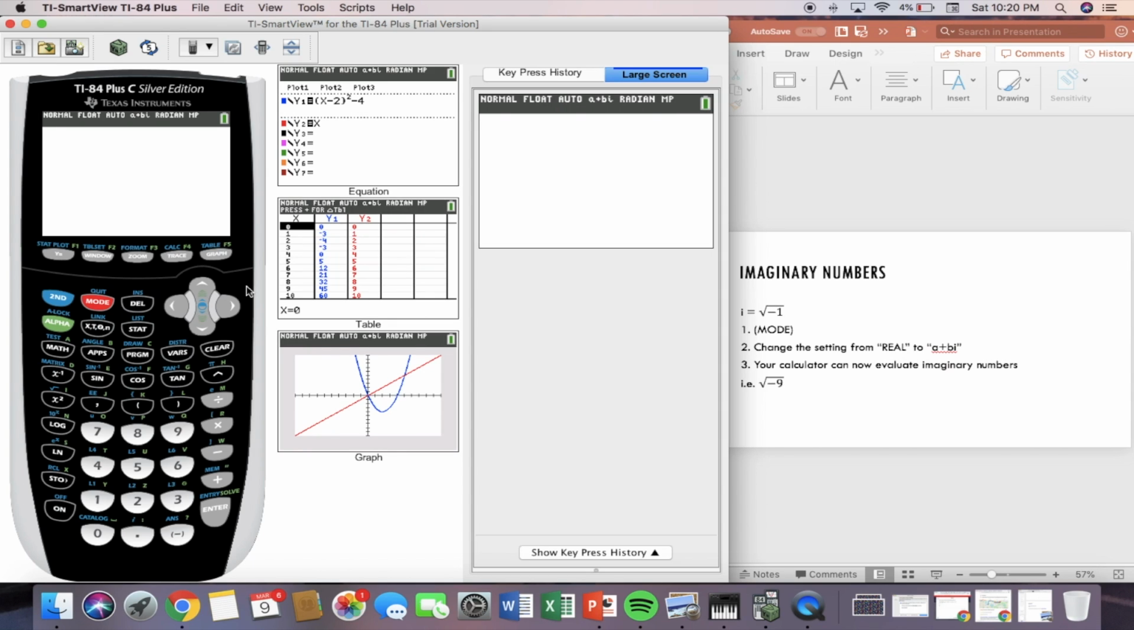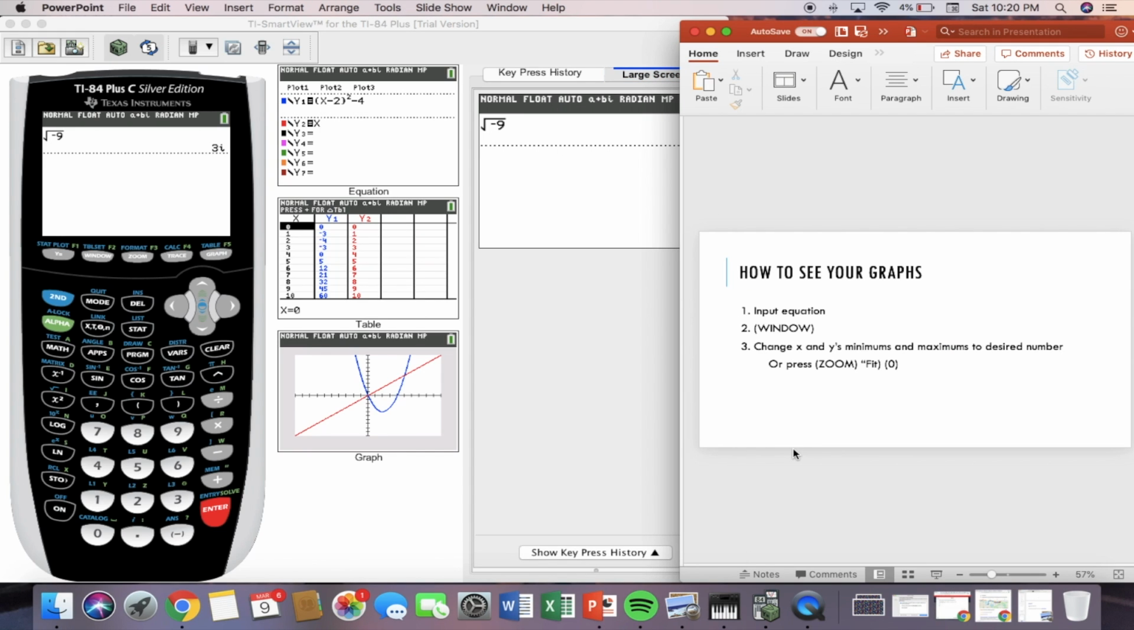However, when I'm in the a plus bi mode, I can take the square root of -9, and it will give me an answer in terms of i. Look at that, 3i. Now this comes in handy, especially on the ACT. There's usually 1 or 2 questions on imaginary numbers, so it's very useful to be able to make your calculator do your work for you.